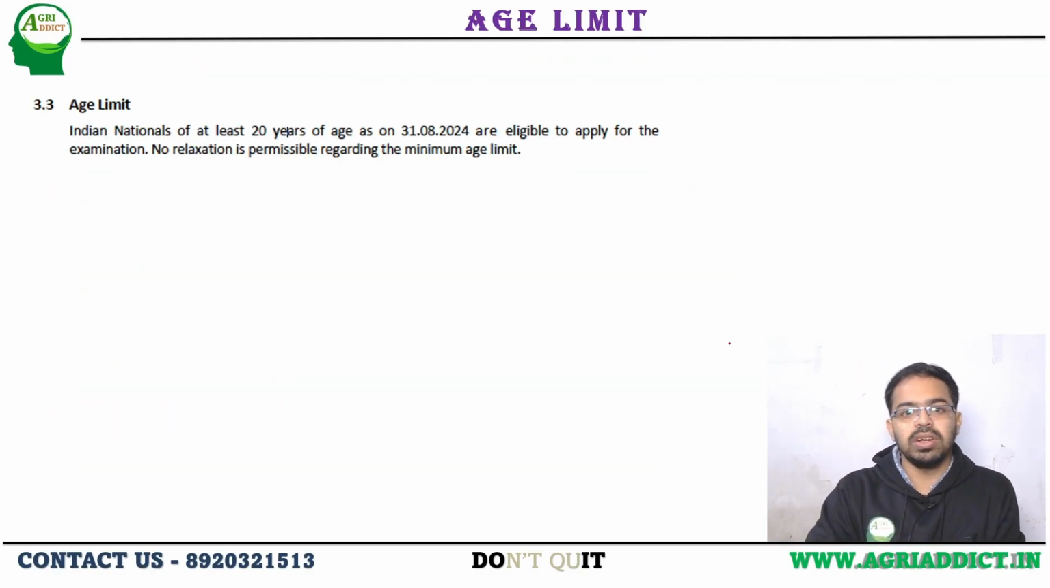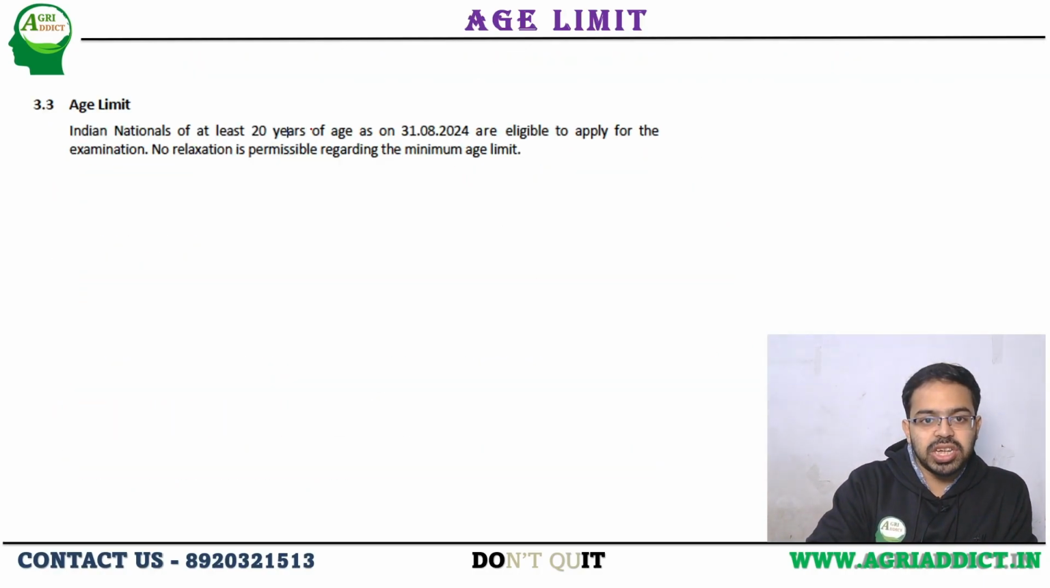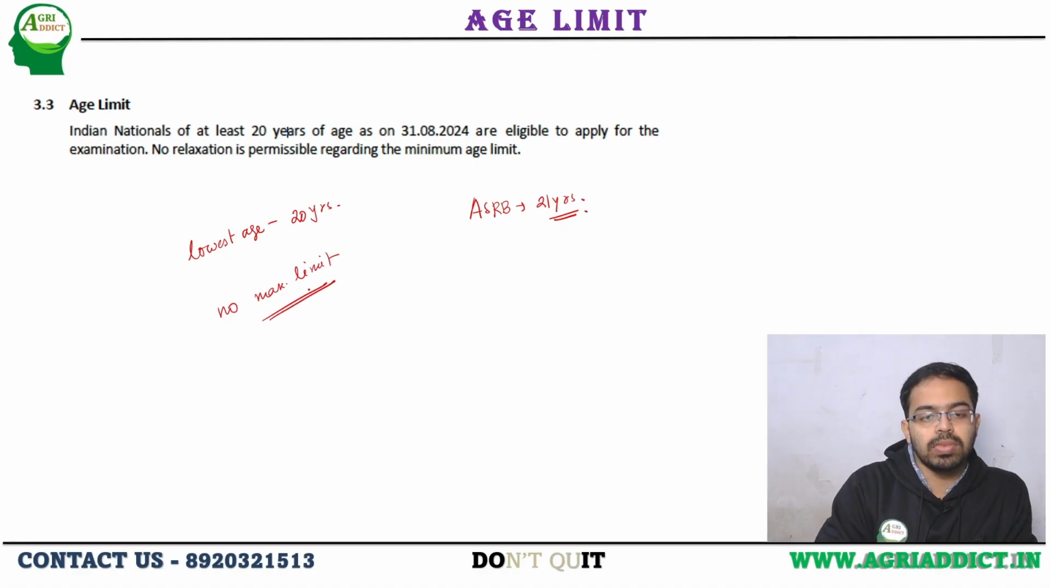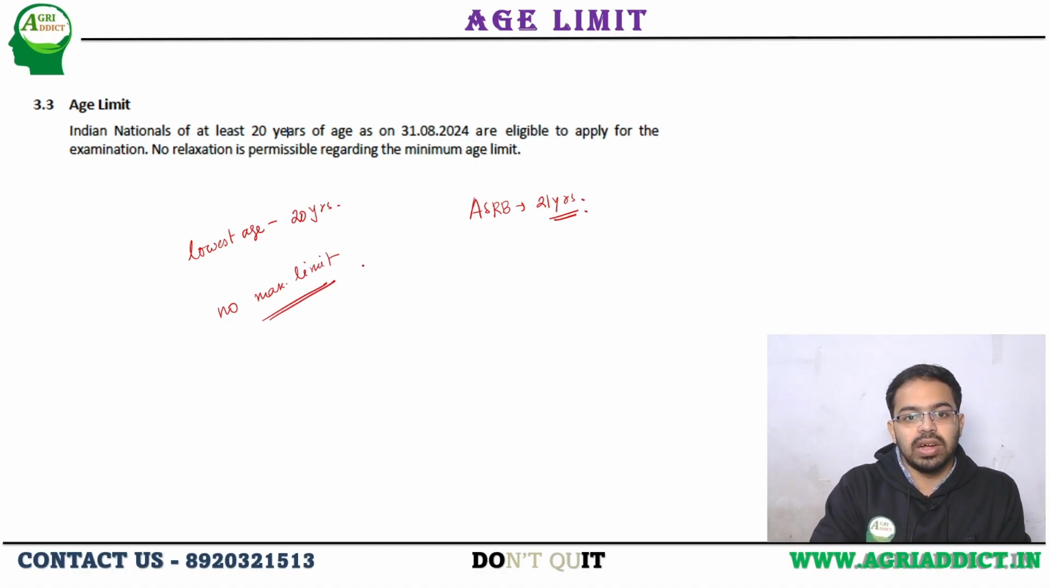Now the age limit for the PhD exam: the lowest age will be 20 years, whereas in case of ASRB it was 21 years. However, there is no maximum limit, so you can attempt this exam at any age.